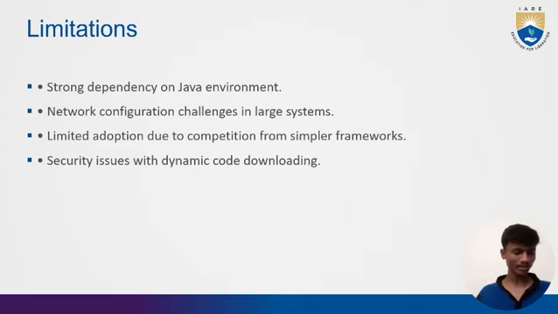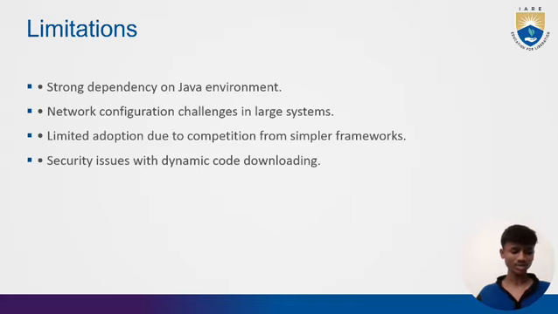Performance overhead. Jini uses RMI and dynamic proxies, which can introduce latency and overhead in network communications. This makes it less ideal for high performance, low latency applications. Security concerns. Early versions of Jini had security vulnerabilities, particularly due to dynamic code loading and RMI. Modern implementations like Apache River have improved security but require careful configuration.